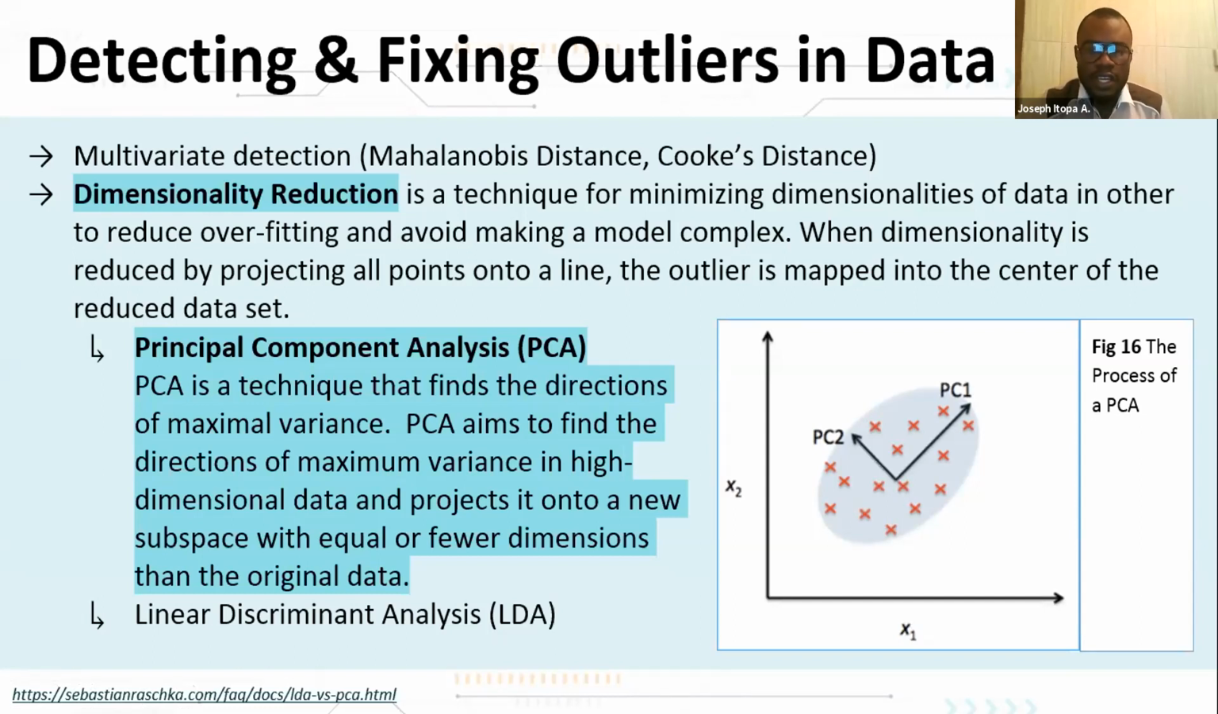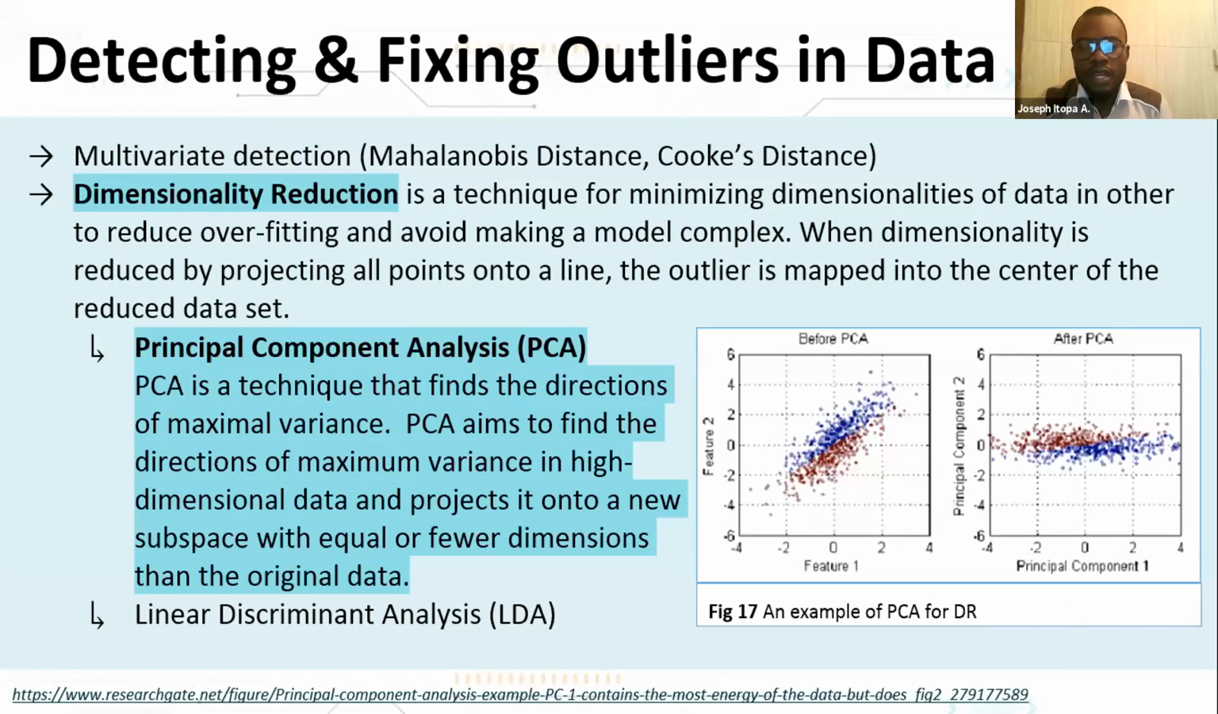Okay, we have this. You can see this data is spread across two features. You have the red data points and the blue data points. If we build a model around this, it will be very difficult for the model to perform well. Or if you are trying to use a clustering algorithm like k-means, it may be difficult. But how about we apply PCA?